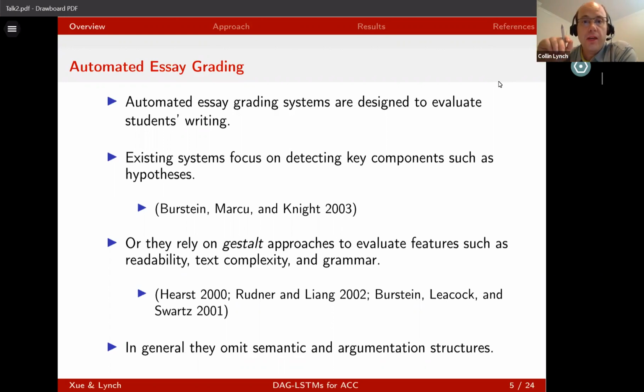Existing systems tend to focus on detecting key components such as the presence or absence of a hypothesis statement, or they tend to rely on Gestalt approaches that evaluate features such as readability, text complexity, and grammar. In general, they omit semantic and argument structures, which are, of course, important for supporting students in reasoning domains.